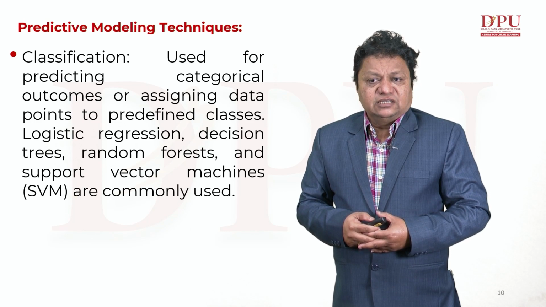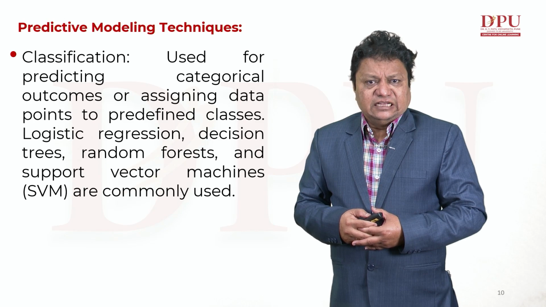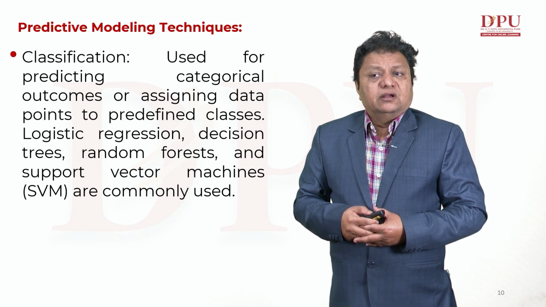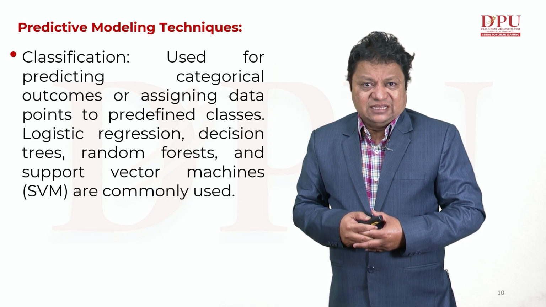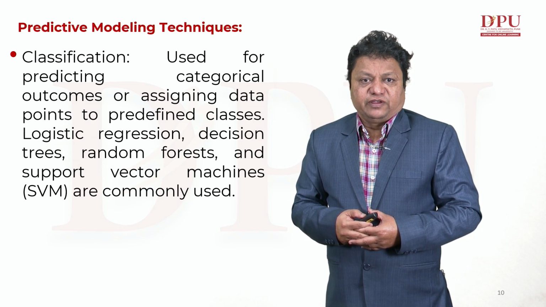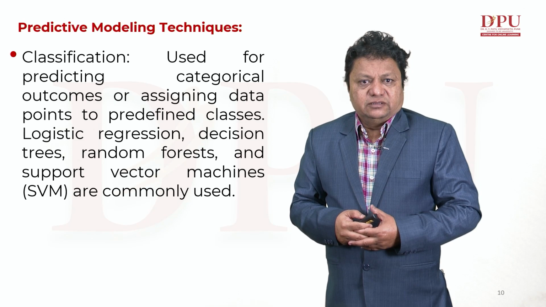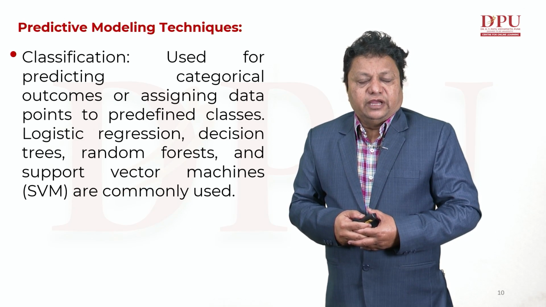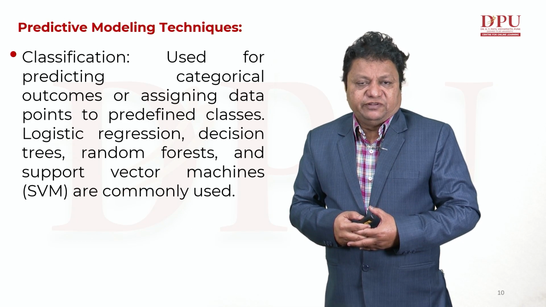In case of logistic regression, decision trees, random forest and support vector machines are commonly used. In classification as well, classification is basically used for predicting the categorical outcome. Like I said, if I want to categorize whether an email is spam or not spam, I can use a classification modeling technique. Again, if I have to categorize the data into say negative, positive or neutral, that is sentiment analysis, so I can use a classification model.